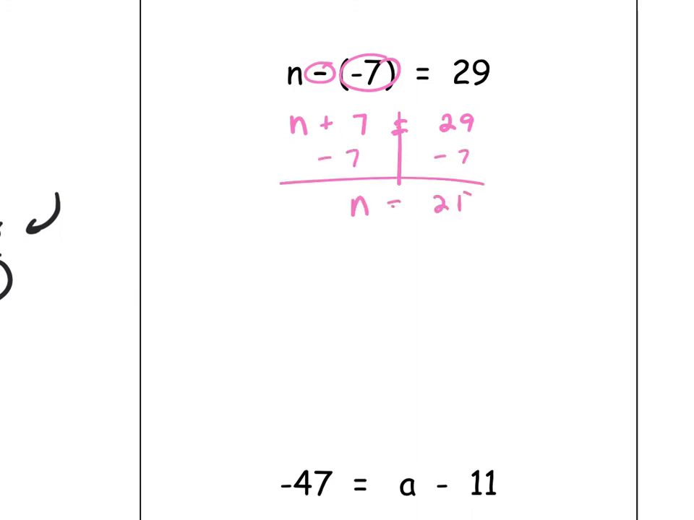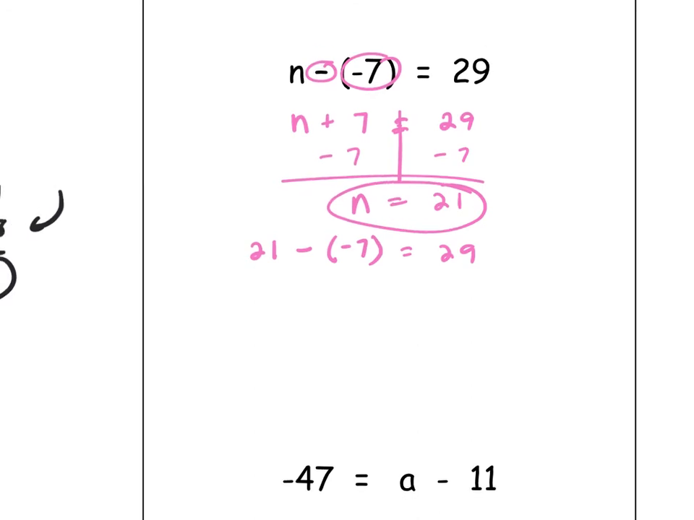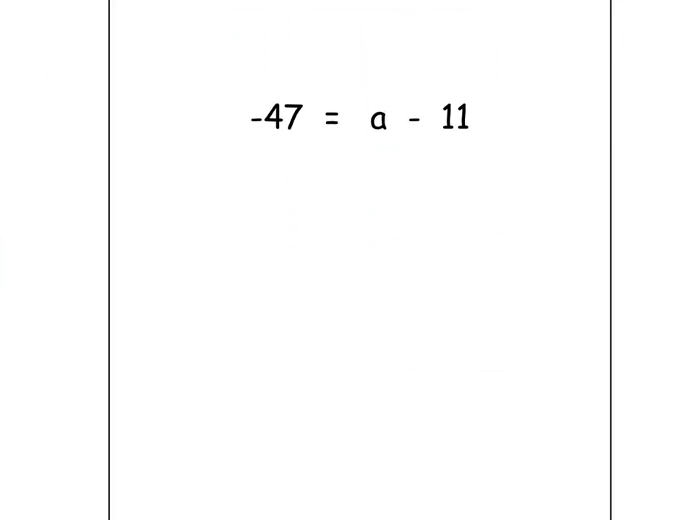All right, the answer is n equals 21. And I'd like you to go ahead and check this in your calculator. If I replace n with 21, I put 21 minus 7 in my calculator. Let's see if it gives you back 29. Go ahead and pause and do that. All right, let's go to our final equation.